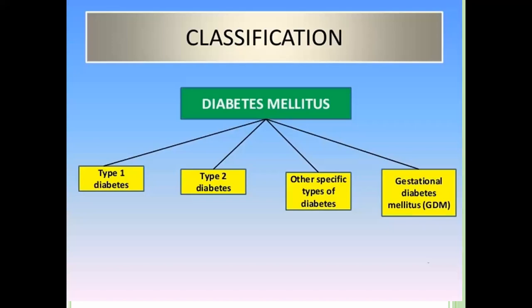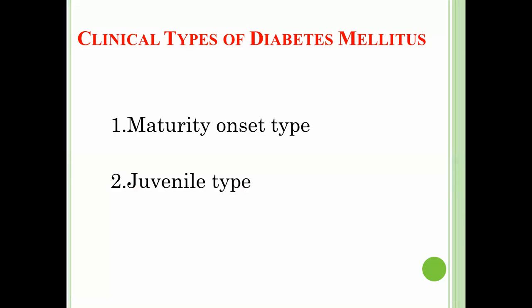Can anyone tell the types of diabetes mellitus? Is the sound audible to all? It is a reminder for you. So tell me the classification or types of diabetes mellitus. Type 1 diabetes, type 2 diabetes, other specified type of diabetes, and gestational diabetes mellitus. From clinical basis, which two types? Maturity onset type and juvenile type.